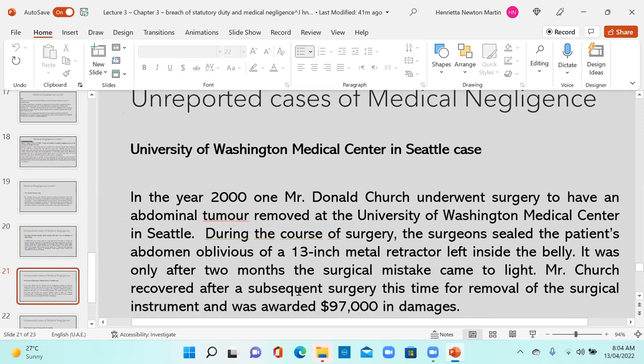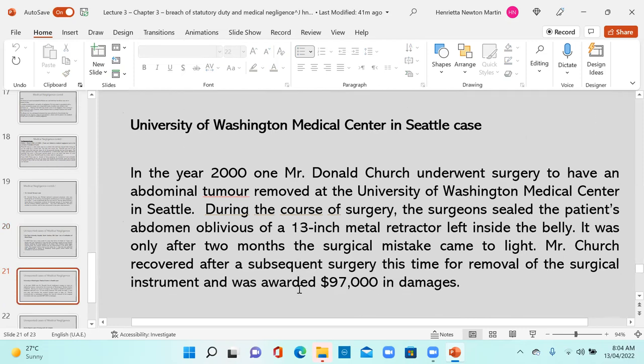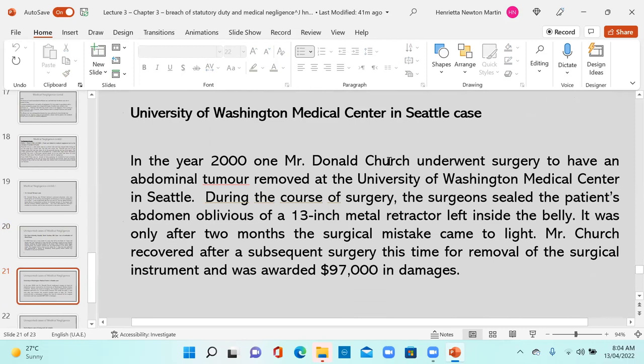Then there is the University of Washington Medical Center in Seattle's case, again a US case. In the year 2000, there was one Mr. Donald Church who underwent a surgery to have an abdominal tumor in the stomach removed at the University of Washington Medical Center in Seattle. During the course of the surgery, the surgeons sealed the patient's abdomen, oblivious of a 13-inch metal retractor left inside the belly. That means they forgot a surgical instrument inside his stomach while they were performing surgery.